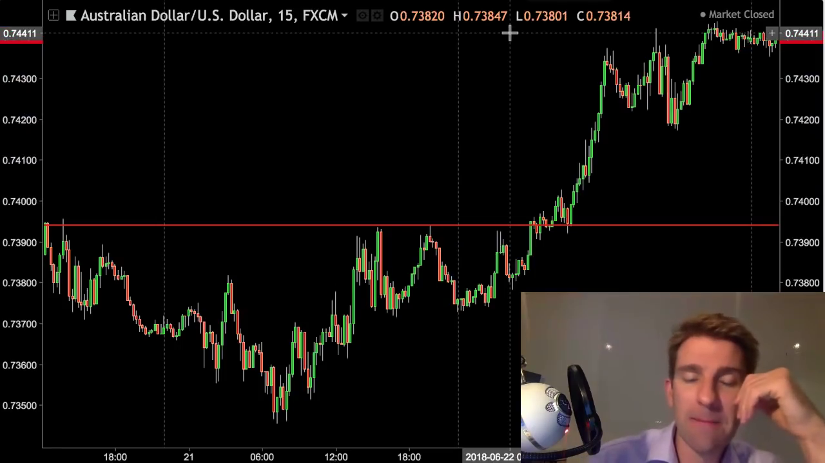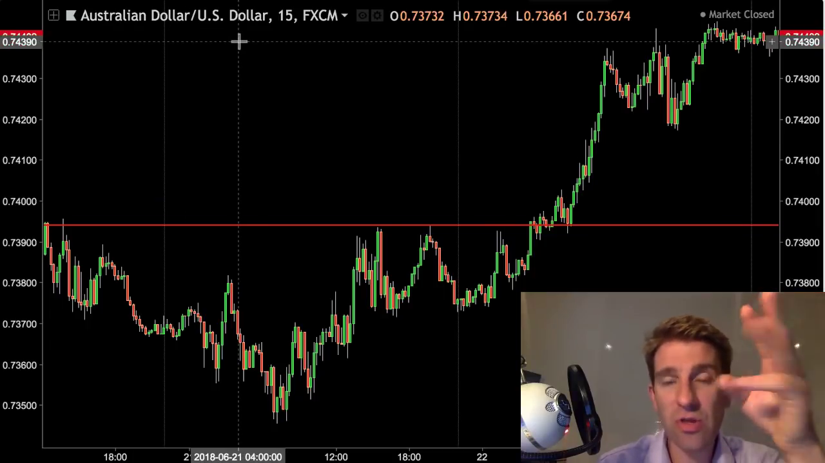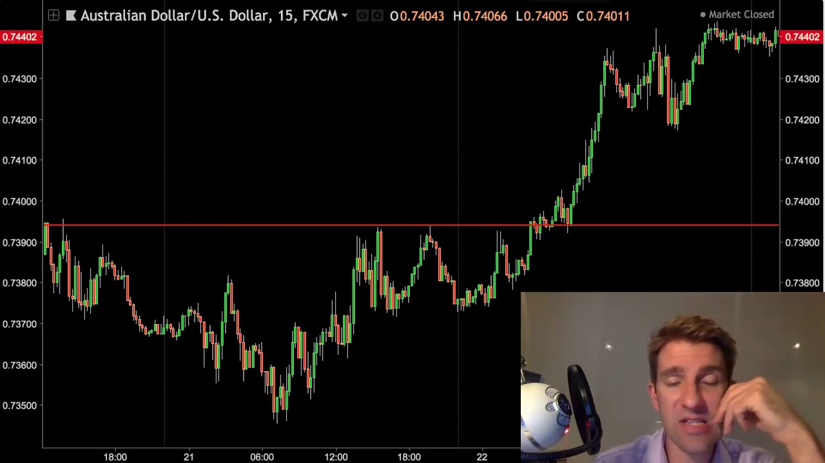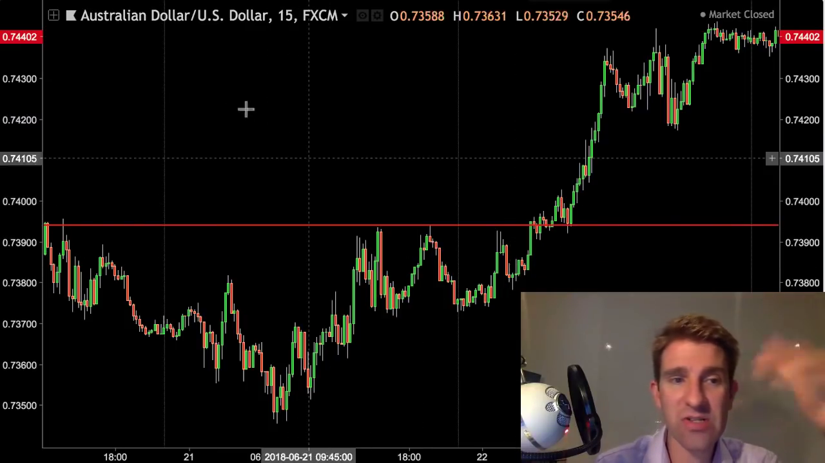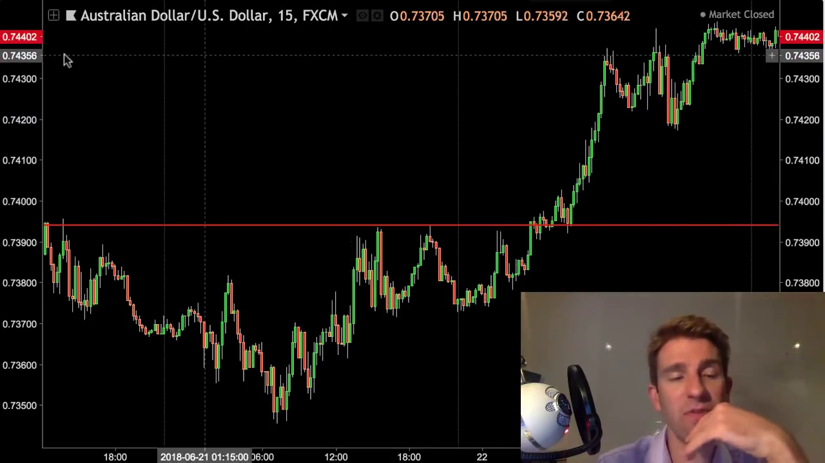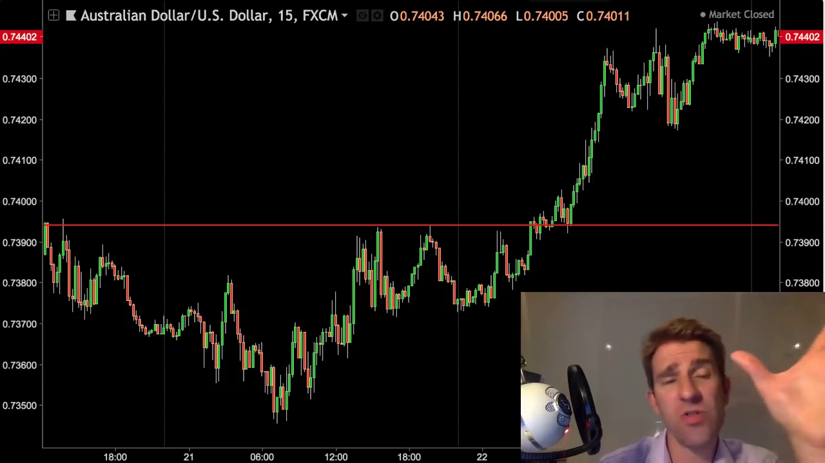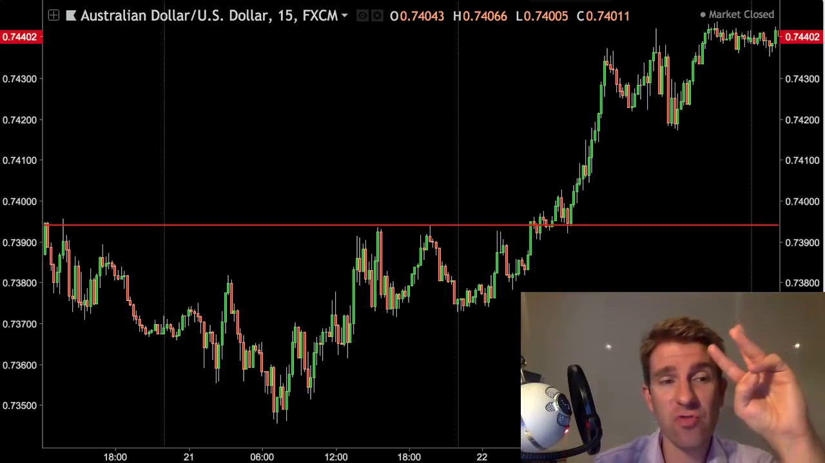Another one, or third and final one, should I say, is similar to the flag, but it's a little bit different. We've drawn our resistance in. I've got AUD USD. I've got a 15-minute time frame here. And by the way, this works on any time frame, these three strategies.